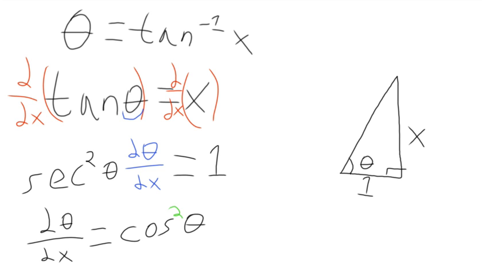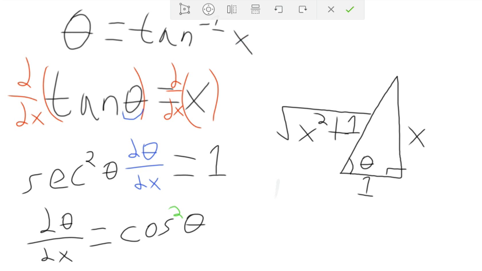And then if you use the Pythagorean theorem to find the hypotenuse, you will find out that it is the square root of x squared plus 1. Just the square root of the sum of the squares of the legs.